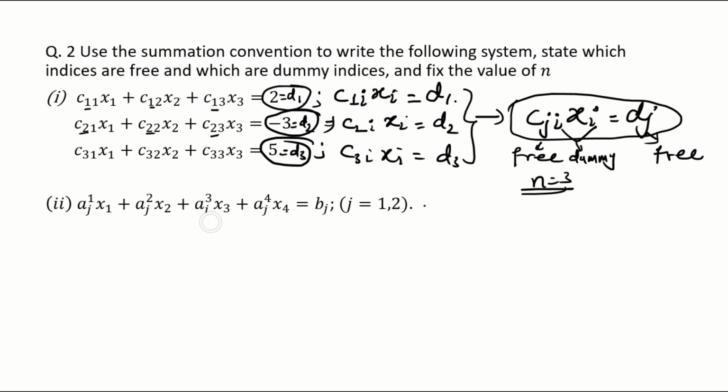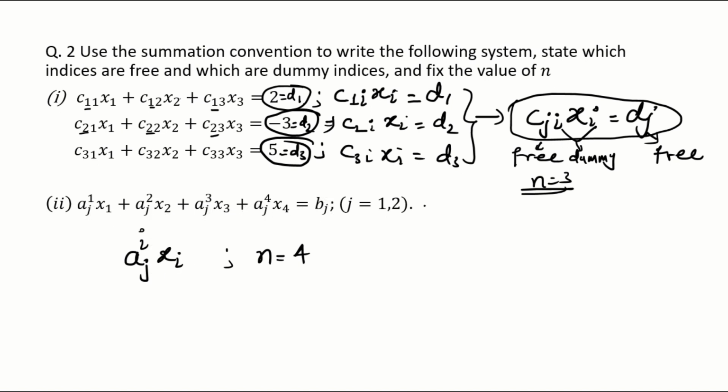So in every term we have aj, so it is fixed. So let's write aj. Now in superscript you have 1 and x has 1 as subscript, 2, 2. That means if I put i, then here we will also put i. Now i is a dummy index, so there will be a sum over i. And what is the value of n? So n is 4.